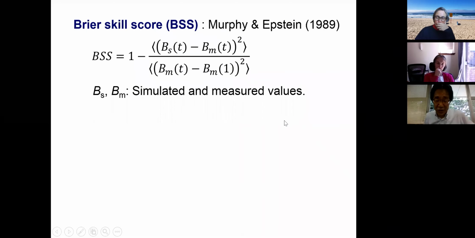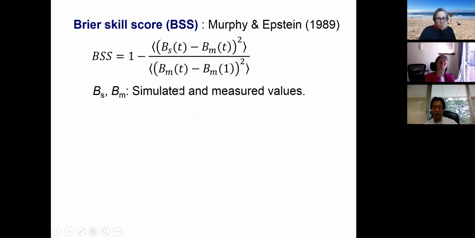As an index to evaluate the model performance, the Brier Skill Score is frequently used. The Brier Skill Score is shown here. B sub S and B sub M are the simulated and the measured values. The numerator in the second term is the error between the simulated and the measured values. So when the model perfectly matches the measurement, the BSS value becomes 1.